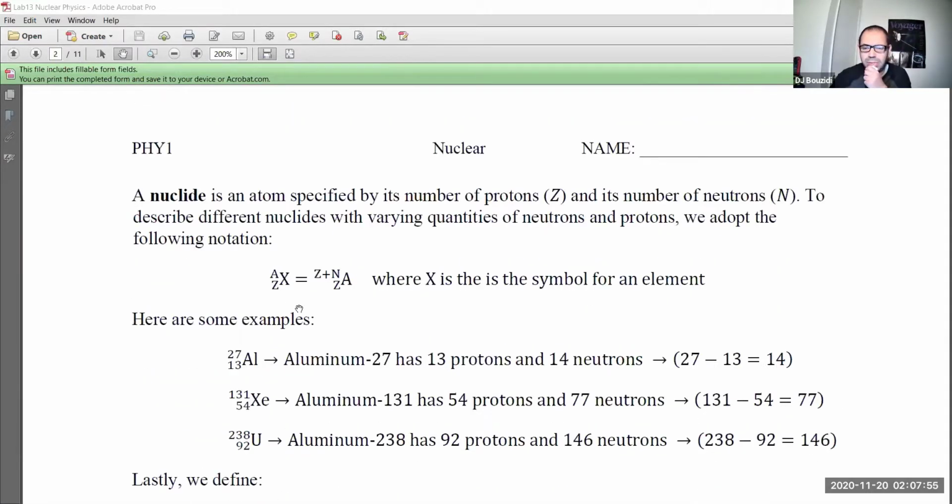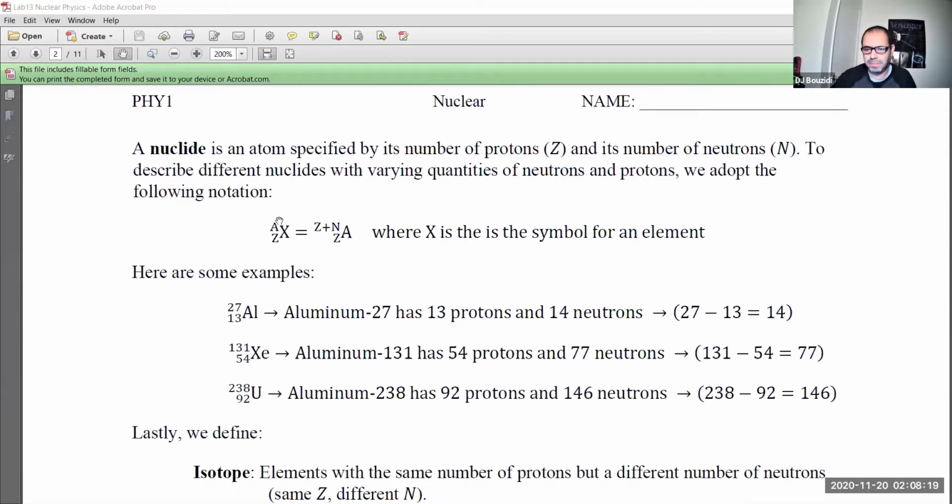Some words also. So an element in here, X, has A for the total number of both the protons and neutrons, and Z, which identifies its chemistry, the number of protons. Okay, so this is the element X in this case. And A itself is Z plus N.